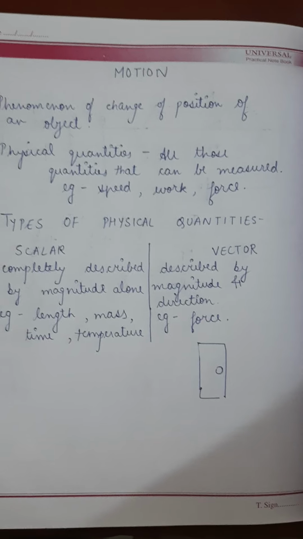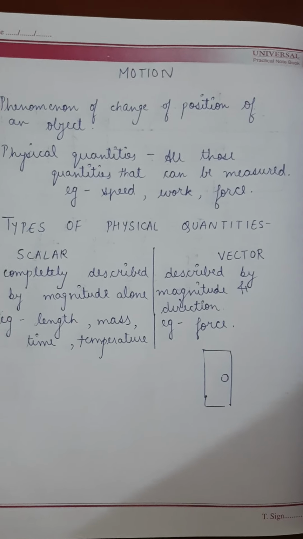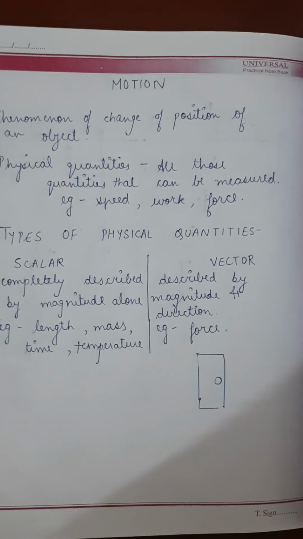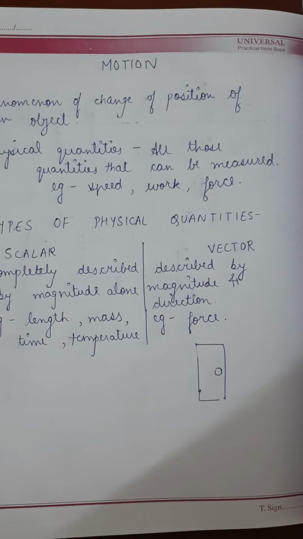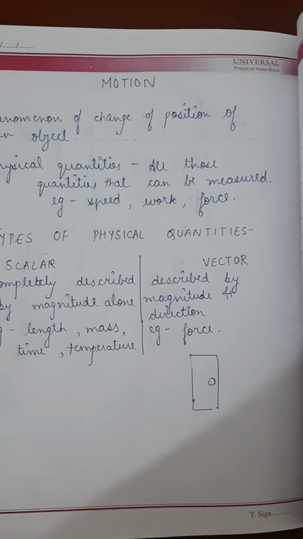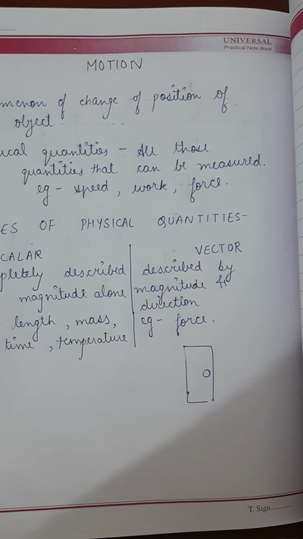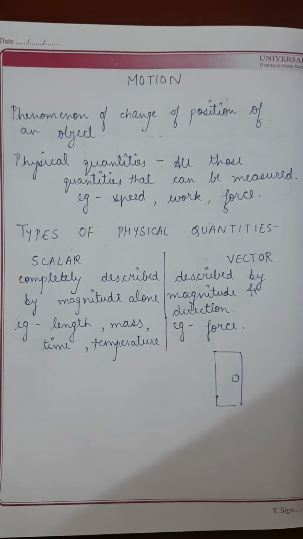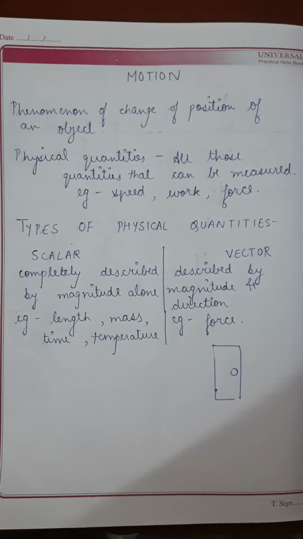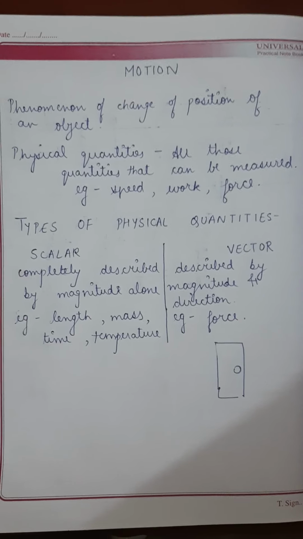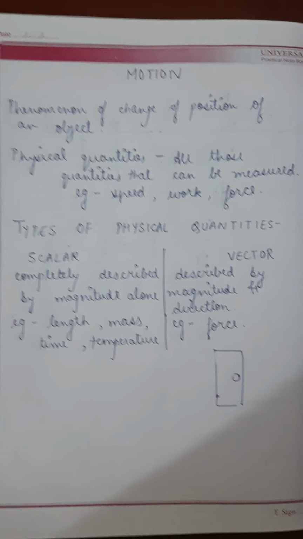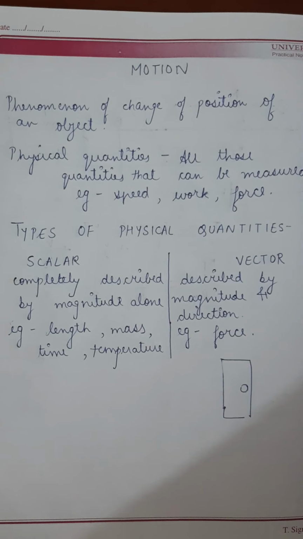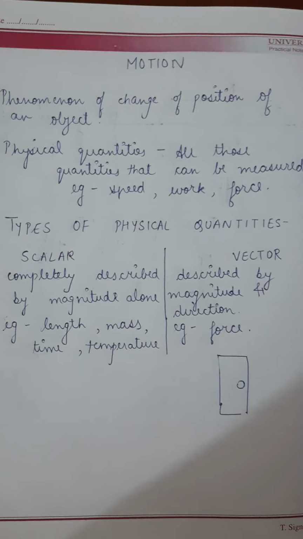If somebody asks you what is the temperature at your place, you will directly say that it's 25 degrees Celsius, right? You will not mention the direction. Fine. Now, if somebody asks you what is the time, you will directly say it's 9 o'clock or it's 4 o'clock. You will not mention the direction. Fine. So, all those quantities in which direction is not relevant are known as scalar quantities. Coming to the vector quantities, these quantities are described by magnitude as well as direction.